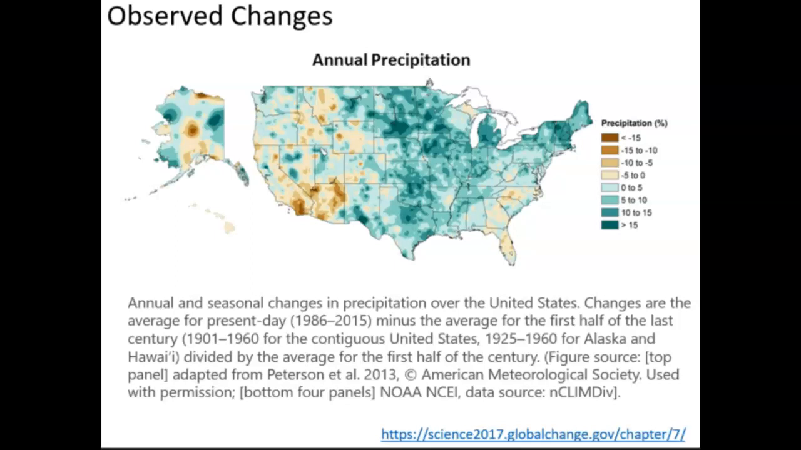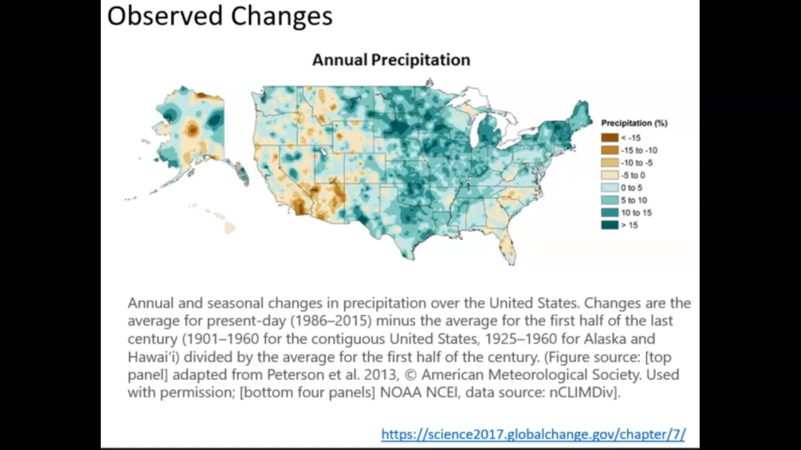First, notice that rainfall has changed dramatically in many areas of the U.S., but that change isn't consistent across the U.S. Some parts of the Southwest have seen over a 15% decline in rainfall, while the Northeast, Midwest, and parts of the South have seen substantial increases in rainfall.